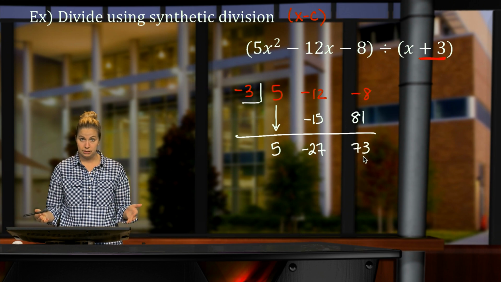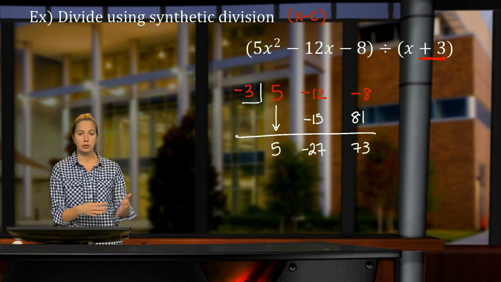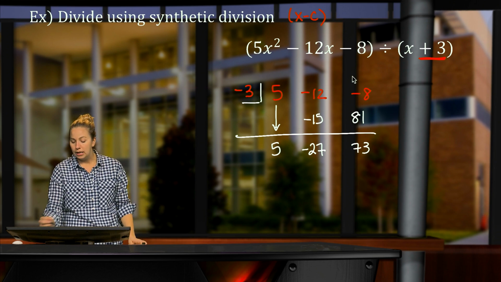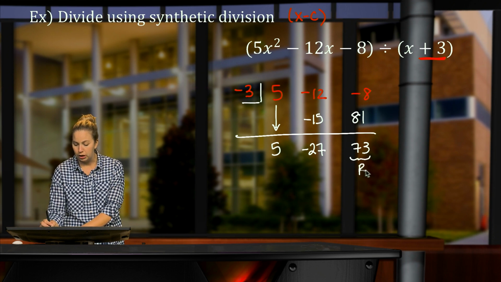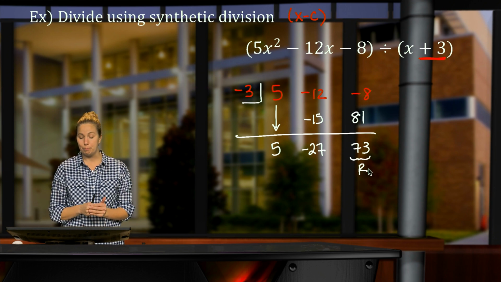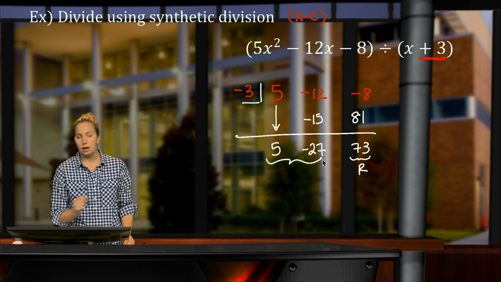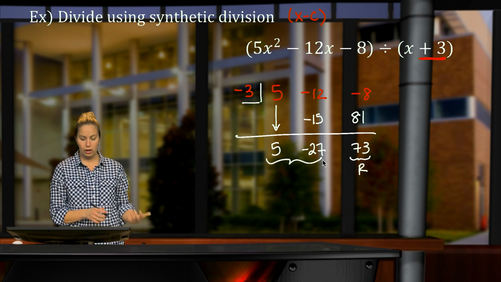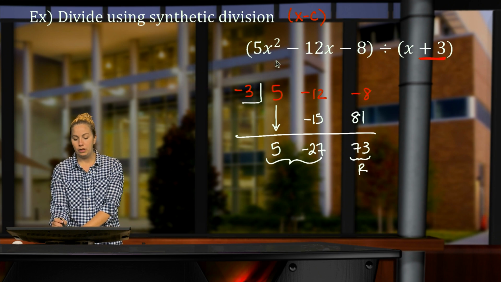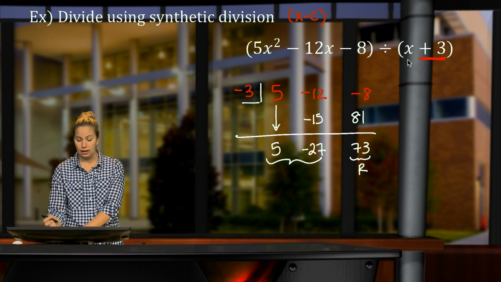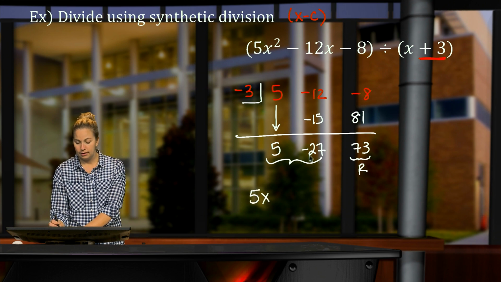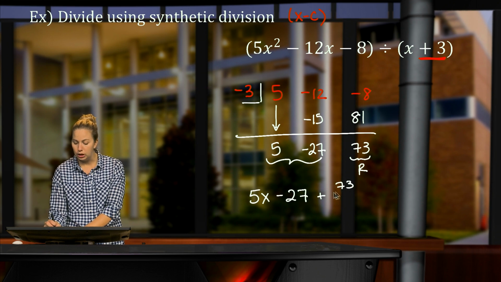That was really fast, and I was even having to check my notes. But you guys have a calculator real handy. But let's look at what these values represent. This 73, the rightmost value, is always your remainder. And then these numbers become the coefficients of your quotient, of your answer. So if I started with 5x squared and I divided by x, 5x squared divided by x is going to give me 5x. Then we've got minus 27 plus our remainder, which was 73 over x plus 3.